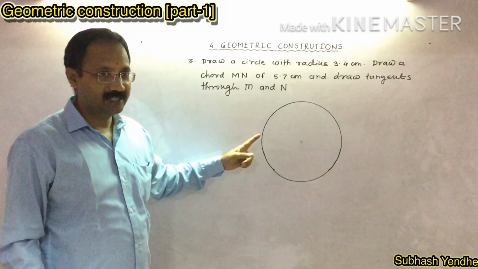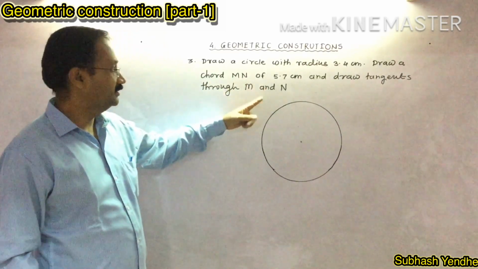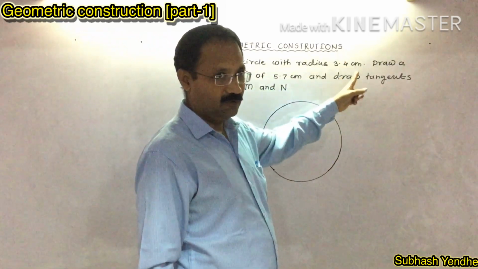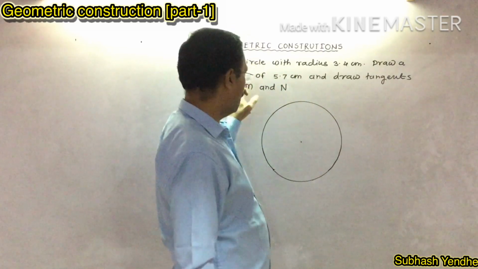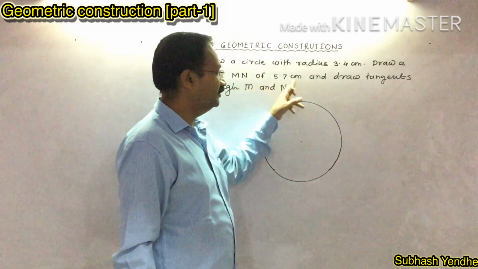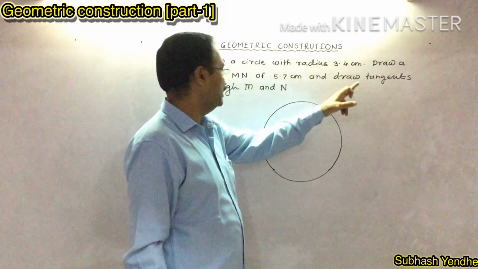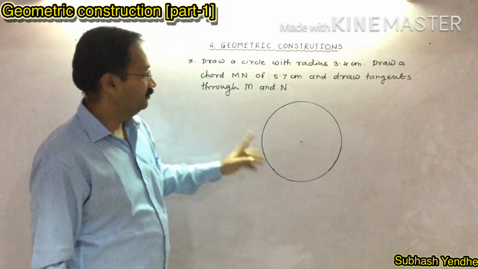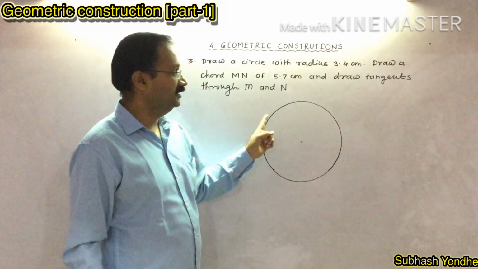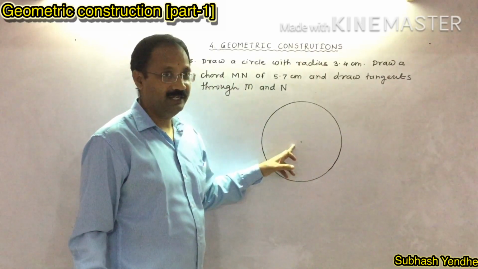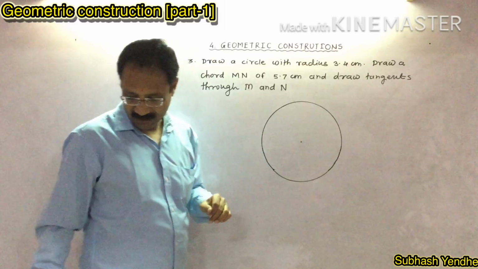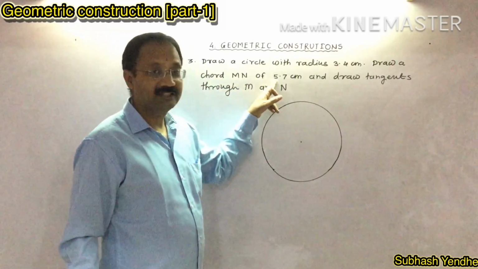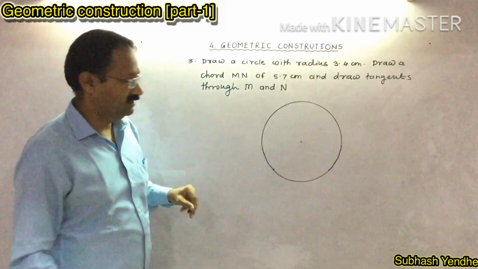Okay. Let's start with example number 3. Again you have to draw the tangent, but the sum is different. Draw a circle with radius 3.4 cm. Draw a chord MN of 5.7 cm and draw tangents through the points M and N. So here is one circle whose radius is 3.4 cm. Now what you have to draw? You have to draw a chord whose length is 5.7 cm.